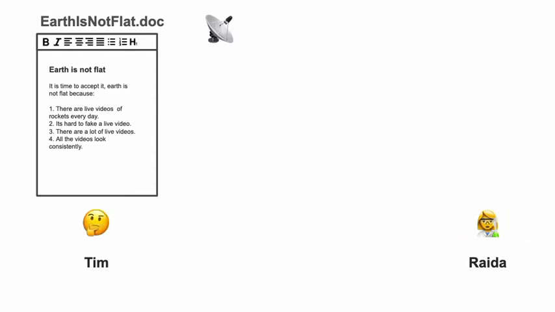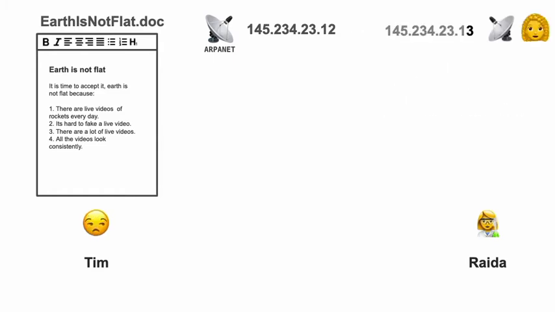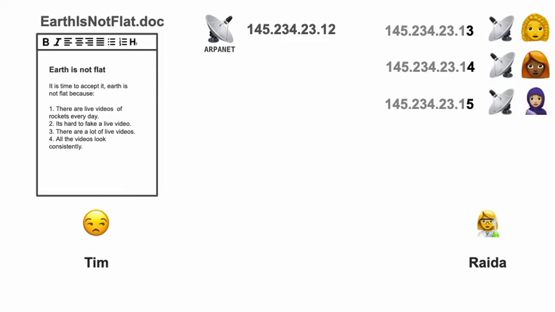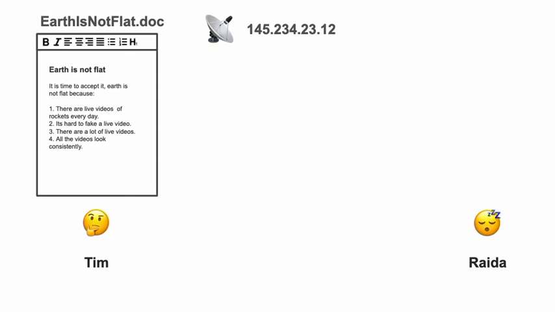Tim doesn't want to wait, so he decides to connect to the ARPANET and receives a unique number like this one, the IP address. When other people connect at the same time, they get assigned different IP addresses, and they can now share information in a very primitive, slow, and frustrating way. It is very sad. Raida is now asleep, but Tim starts thinking, how can we make this simpler?